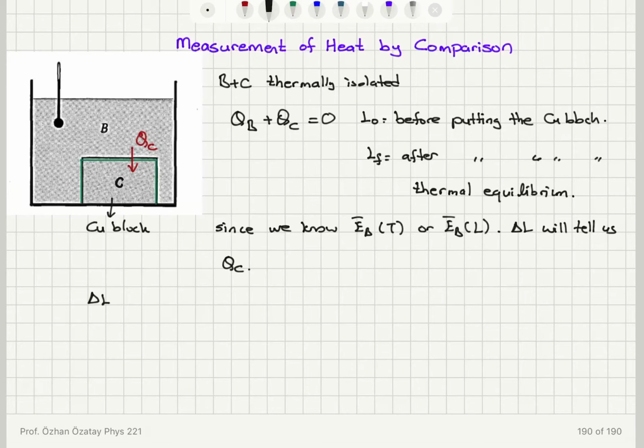The change in the mean internal energy of system B is the heat absorbed by B, which is equal to minus the heat absorbed by C. So we have a reading, the delta L tells us the change in the mean internal energy of B. It also tells us minus QC, the heat absorbed by the copper block in this process.